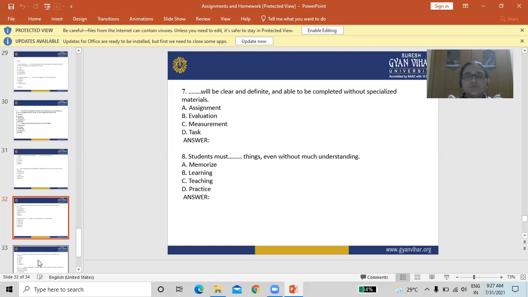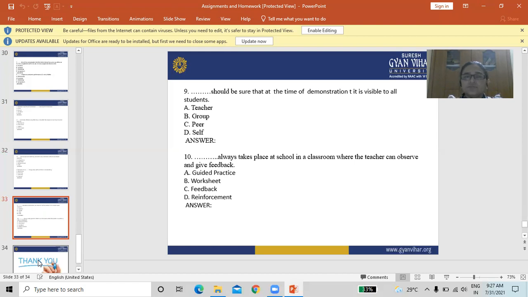Next MCQs, student must, fill in the blank, think even without much understanding. Option A, memorize. Option B, learning. Option C, teaching. Option D, practice. 4 options, choose the appropriate answer and send me in my comment box. I will check your answer.